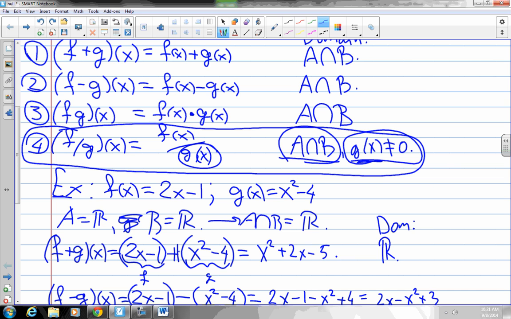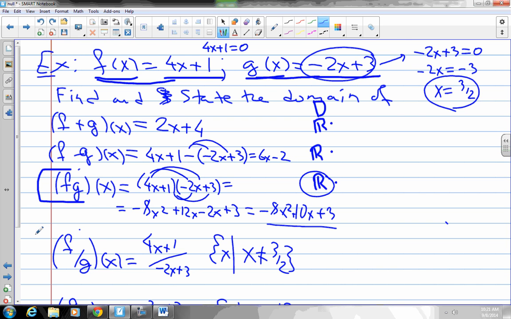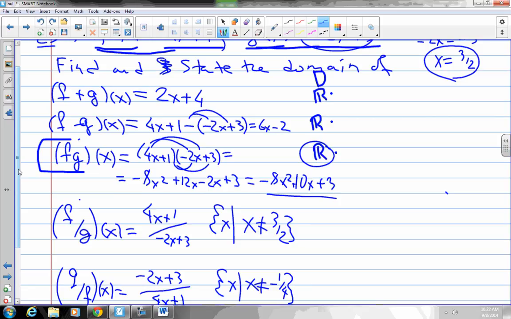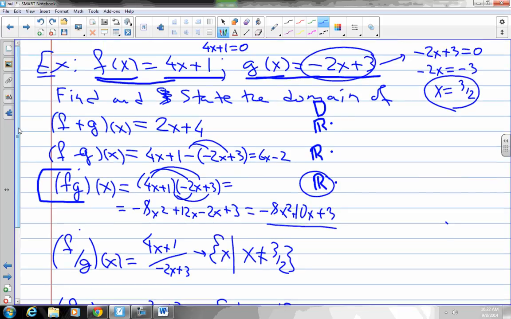And this is what we're doing here. We're still starting with the intersection. It's all real numbers. If you think about it, this set is all real numbers but one. Just one number is excluded, and that's the one that was making the denominator function equal 0. Any other questions?